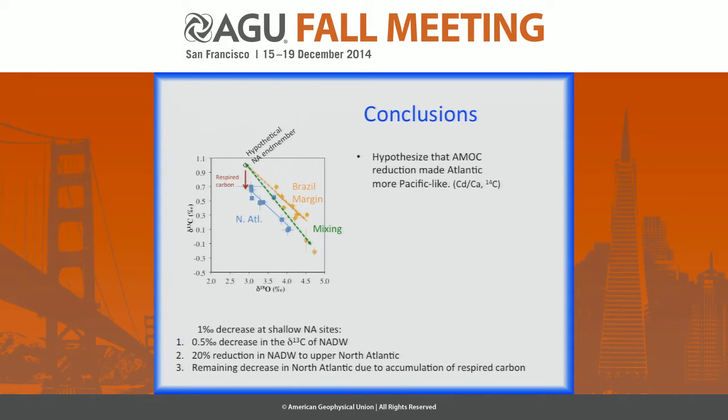To conclude, we hypothesized that an AMOC reduction made the Atlantic more Pacific-like. That's consistent with cadmium, calcium, and radiocarbon data. The Delta C13 at our shallow North Atlantic sites is lower than the true North Atlantic deep water end member. If this was the case, then southward advection occurred shallower than these North Atlantic sites. I think I'll stop there.